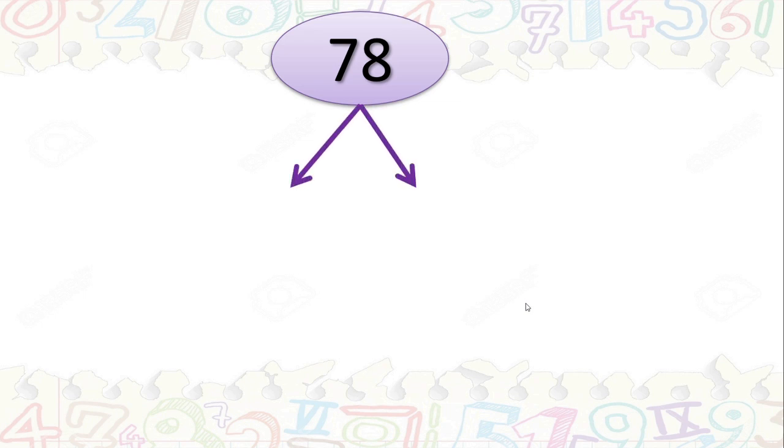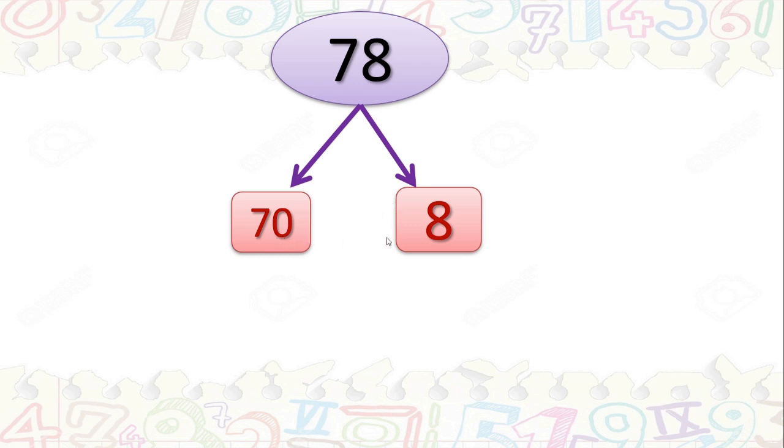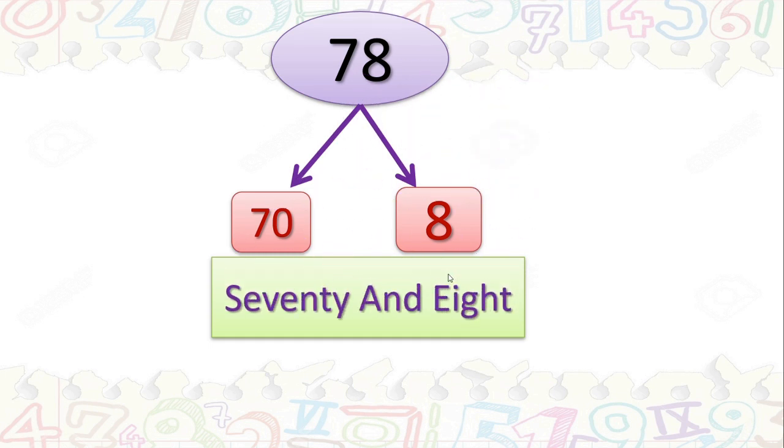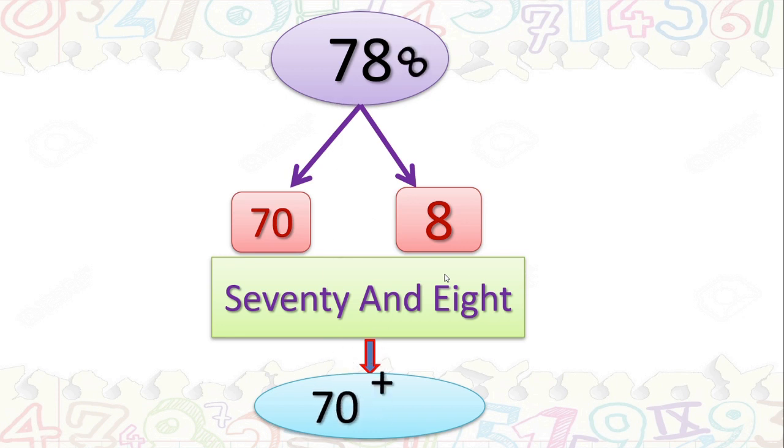I hope you understood how to write the place values of digits that are given, right? Here 70 plus 8, isn't it? 70 and 8 in words, and 70 plus 8, that is nothing but the value of this number, right? This is the expanded form. We will go through some more.